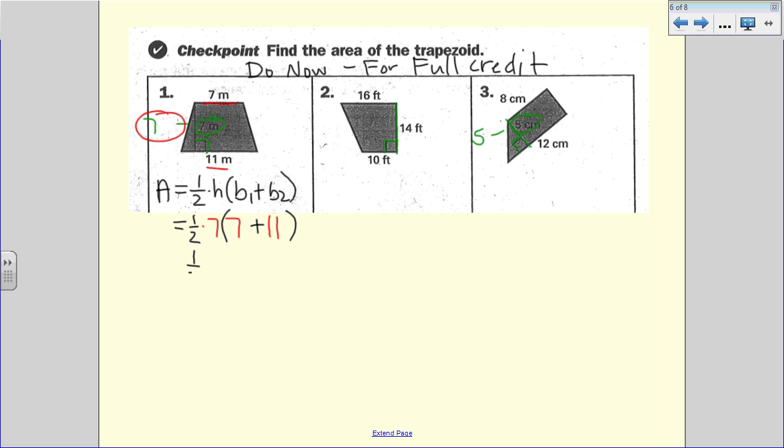So you're going to have 1/2 times 7 times 18. When we multiply that together, we get 63. We need to have our units. So that's 63 meters squared. So pause the video, do 2 and 3 so you can get full credit for your homework.